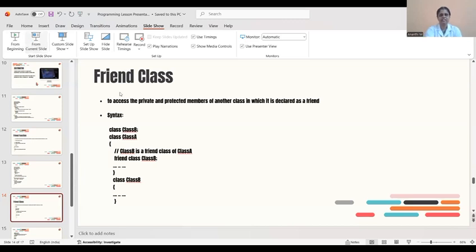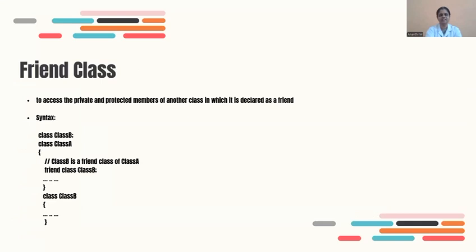A friend class is a class which is used to access the private and protected members of another class in which it is declared as a friend. If there are two different classes inside the same program and one class acts as a friend for another class, then the members of that class can be used by the one which is given as a friend. This is the syntax for creating a friend class. Two different classes A and B are here. Class B is a friend of class A, meaning class B can access the private and public members of class A.